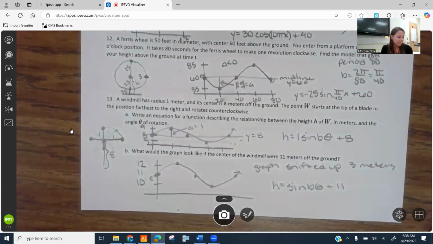Be able to write these equations from different scenarios, be able to pick out the amplitude, vertical shift, midline, period, and so forth, be able to write the equations given some of these things as well. If you have any questions, please make sure you ask your teacher.